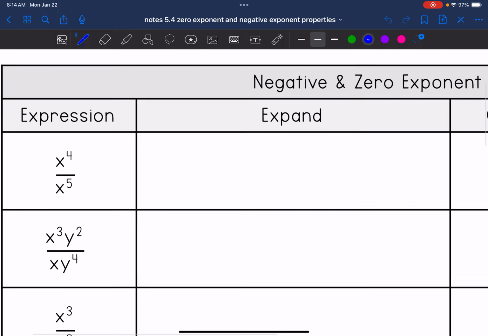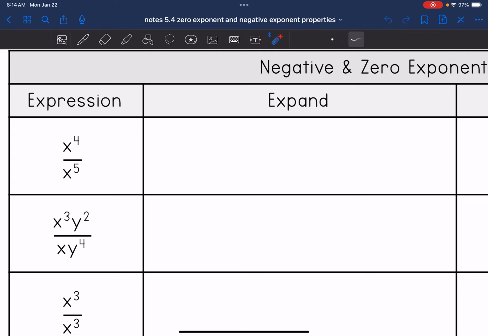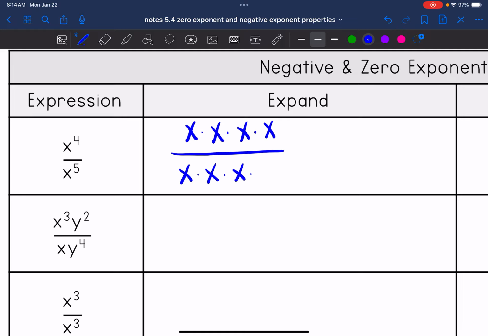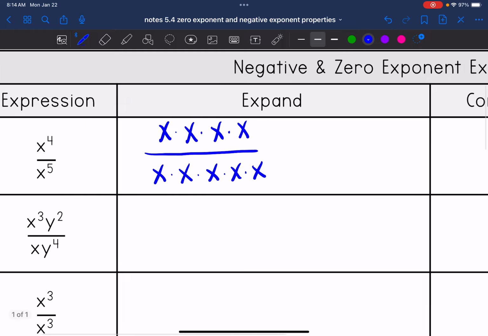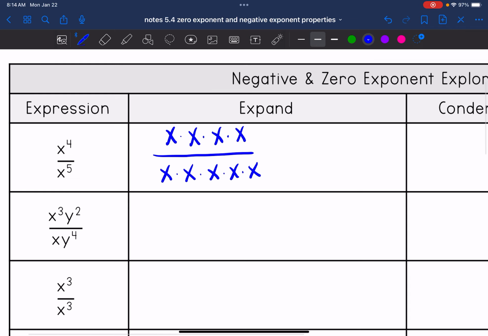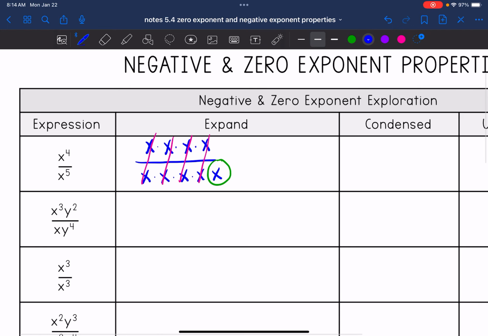So first thing we're going to do is expand. The expression that we have is x to the 4 divided by x to the 5. So that tells me that there should be 4 x's on the top divided by 5 x's on the bottom. Then we're going to see if we can cancel anything out. Every time there's an x on the top and the bottom, we cancel those out. And all that's left is 1 x at the bottom. So when we condense this, it is just 1 over x.